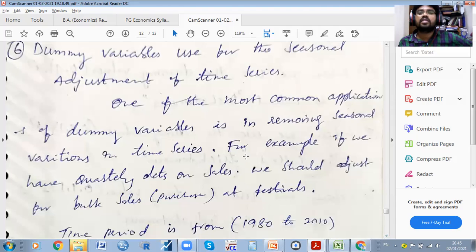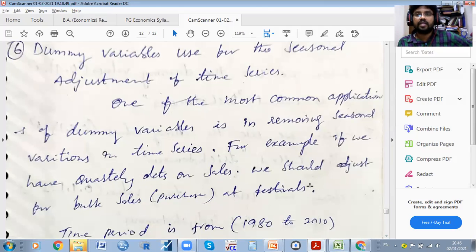For example, if you take the soft drink sales, generally we will get the data quarterly. Or if you take the GDP also, we'll get some quarterly data. For example, if you take the soft drink sales, during March to June most of the sales will occur. So we should adjust for bulk sales purchase at festivals.